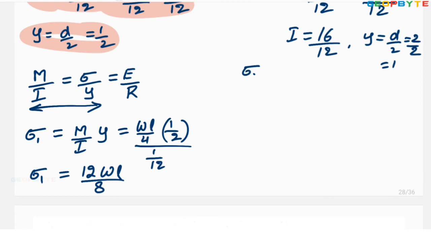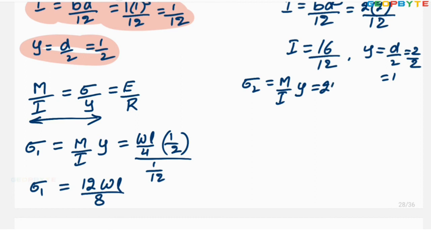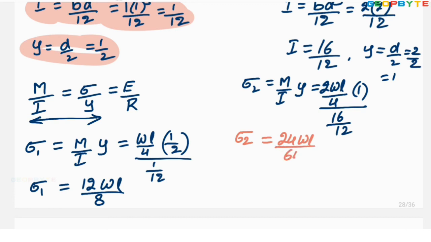Come to the sigma 2. Sigma 2 equal to M by I into Y. M equal to 2WL by 4 into Y. Y equal to 1 divided by I equal to 16 by 12. Simplify this value. For getting sigma 2, this 12 goes up. 12 into 2, 24 WL by 64.